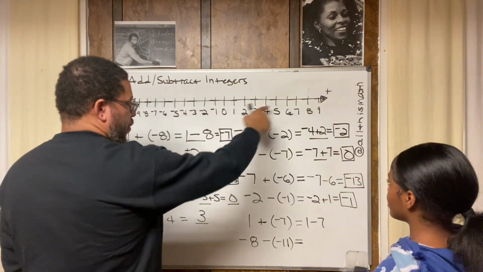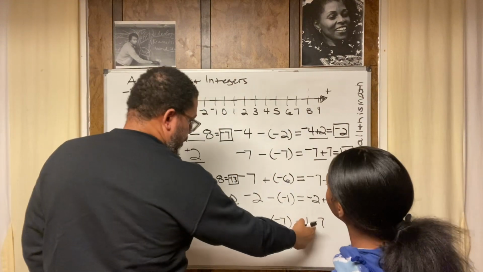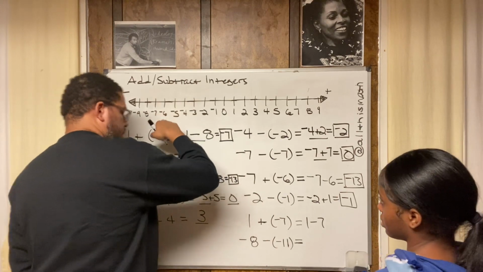Which way do we move? To the left. How do you know to move to the left? Subtraction. How many spaces? 7. Where do you end up? -6.